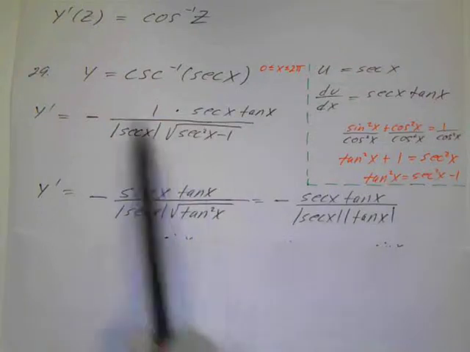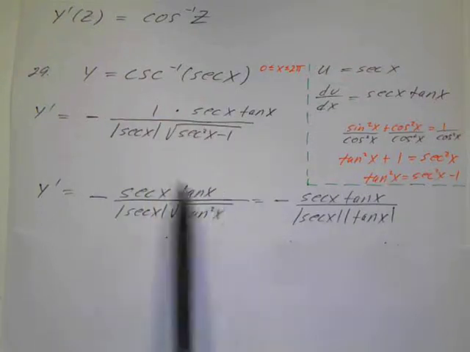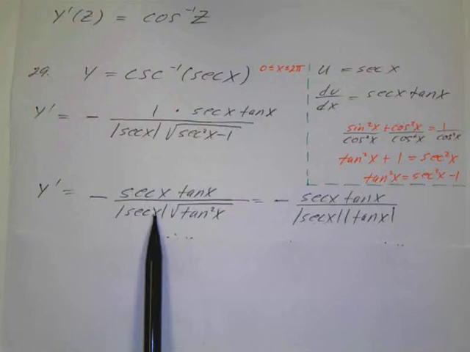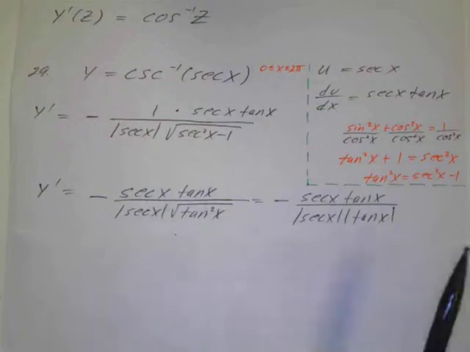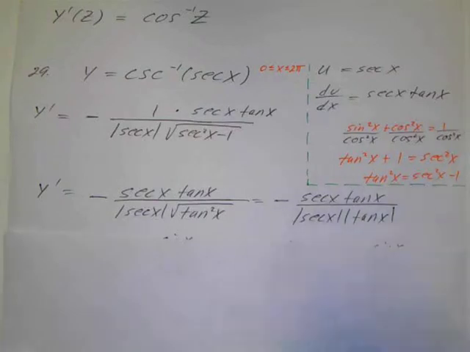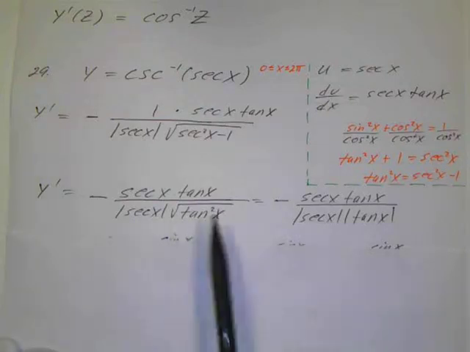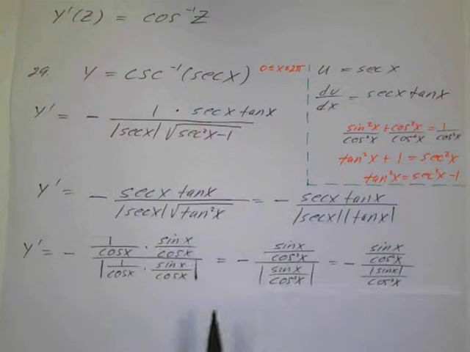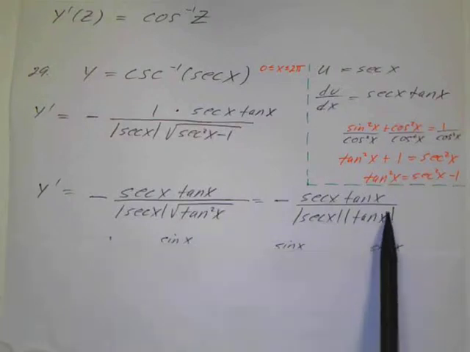Okay, so I got negative secant tangent all over absolute value secant times that. Now remember, if you see the square root of x squared, the square root of x squared is just another way of writing the absolute value of x. I don't have room to write it over here, but the square root of x squared is the same thing as the absolute value of x. So the square root of the tangent squared is just the same thing as the absolute value of the tangent, so I can kind of put that underneath here like this.